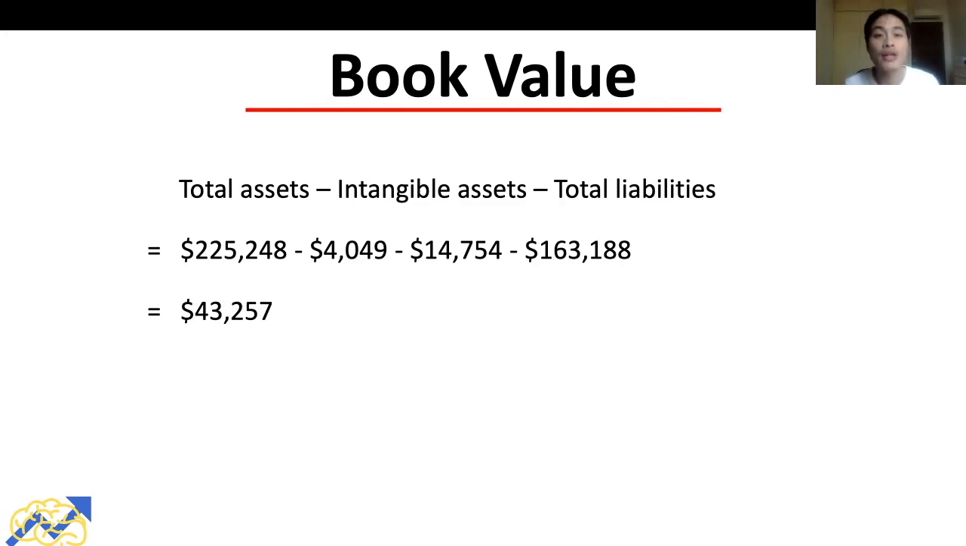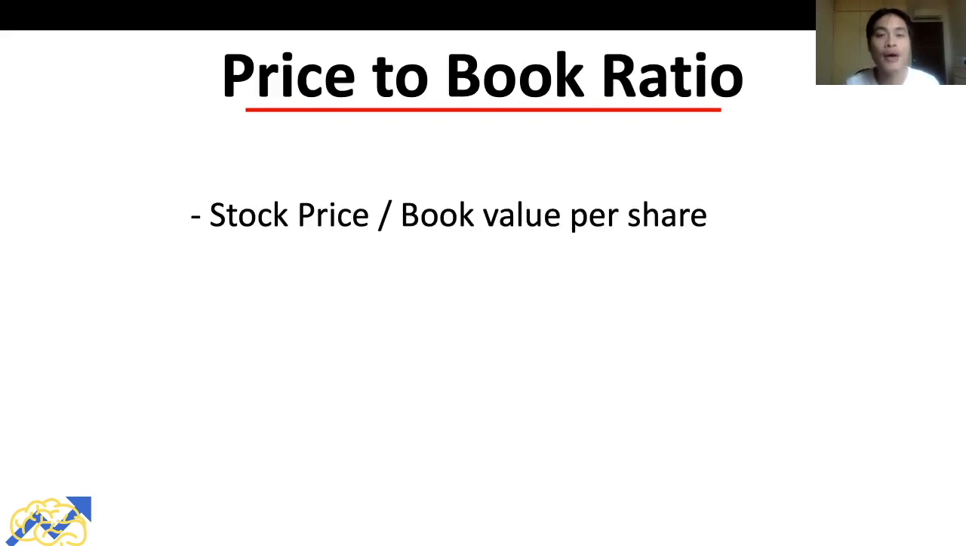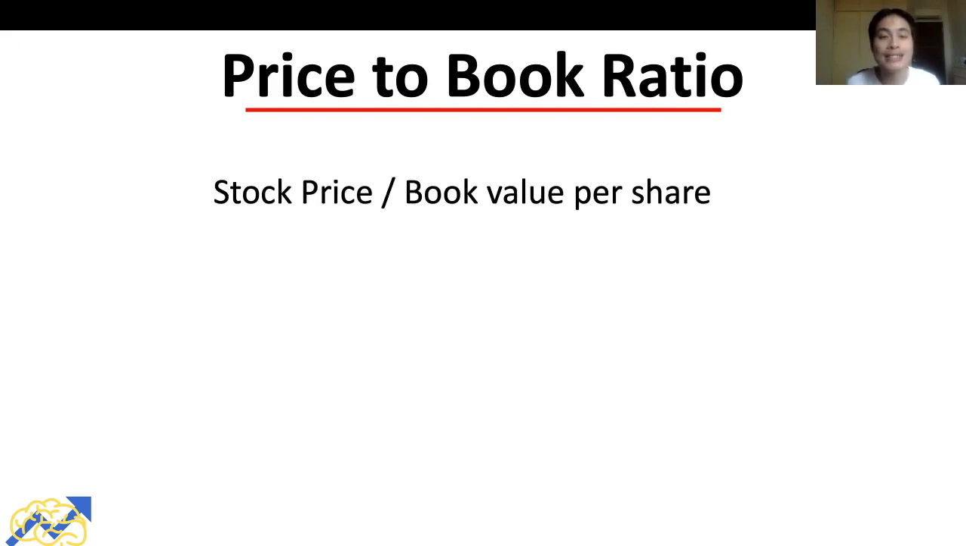Now that we know how to calculate the book value, how do we calculate the price to book ratio? So the price to book ratio formula is taking the stock price of a company divided by the book value per share. Let's use Amazon as an example again. How do we calculate the book value per share? Basically, we take the book value of a company, which we have already derived earlier on, and we divide that number by the total shares outstanding.